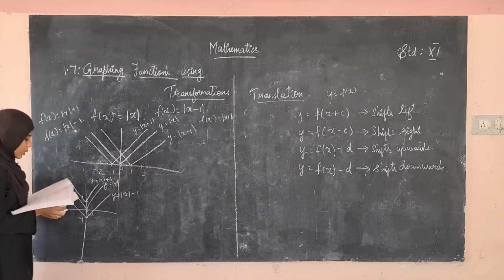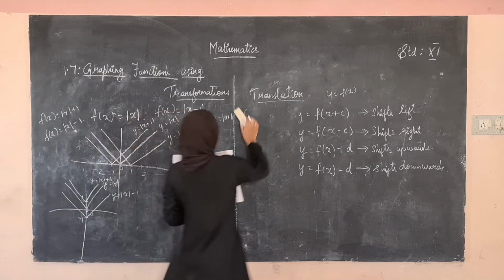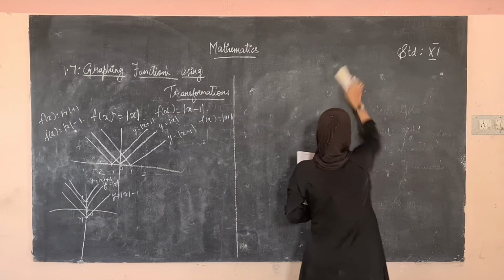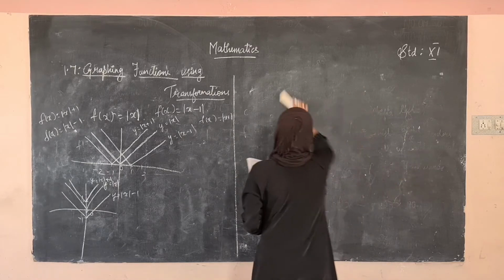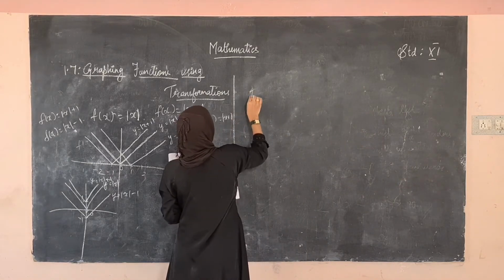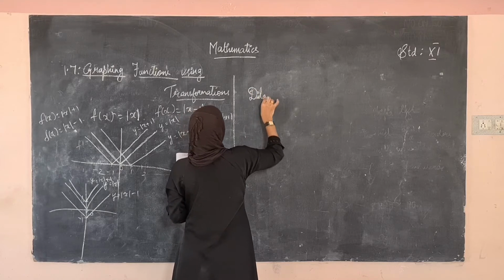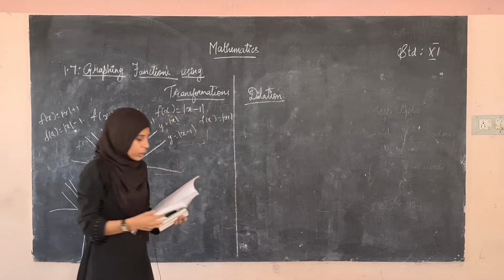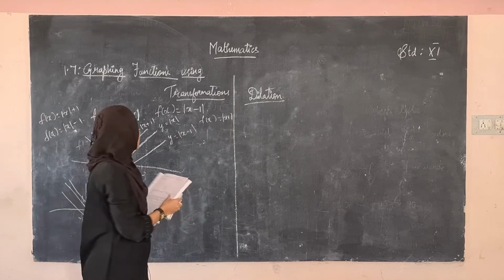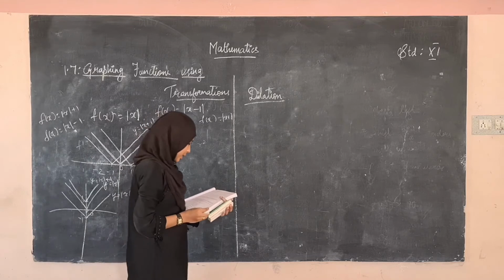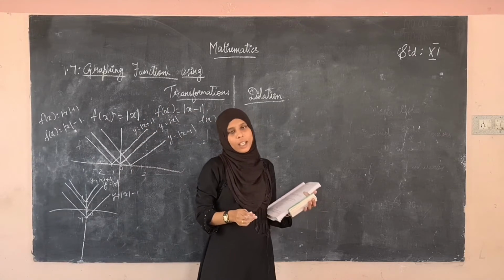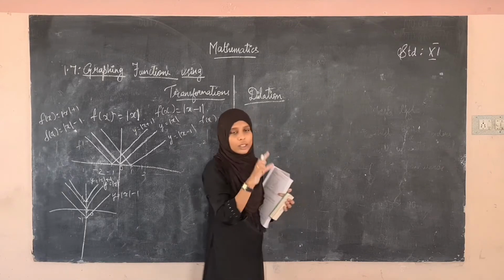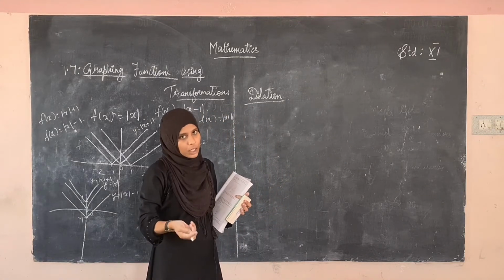Okay, now we are going to see the next one, that is dilation. Next type of transformation, that is dilation. So our first one is reflection, this one is translation and this one is dilation. The dilation is done according to the x-axis, so it depends on the constant term that is multiplied with the function.